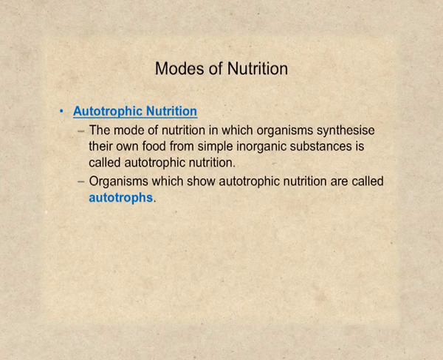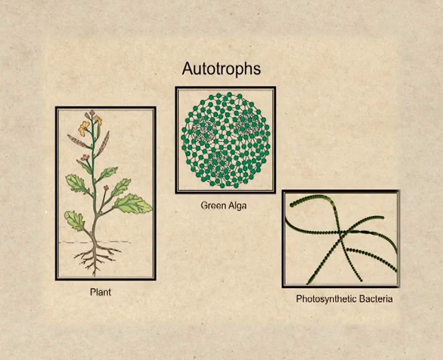Organisms which show autotrophic nutrition are called autotrophs. Remember, in the science subject, definitions are very important from exam perspective. Green plants, green algae and some bacteria are the examples of autotrophs.